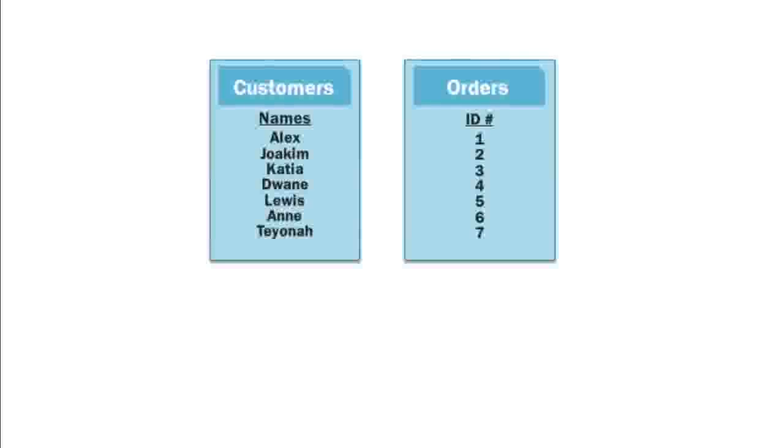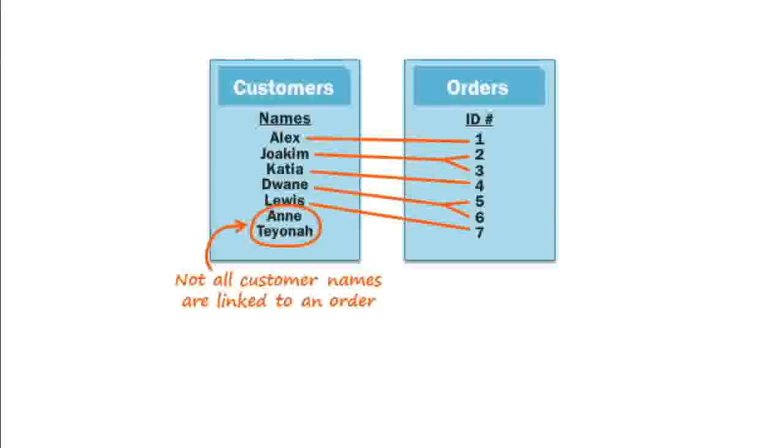Every time an order is placed, it's connected with a customer. And if someone places multiple orders, then they'll be connected with each of those orders. You'll notice that not all of our customers have placed an order, but all of the orders are connected with a customer. And that's an important thing to keep in mind when we're choosing which type of join to use.